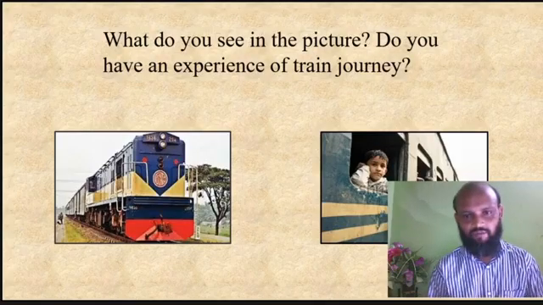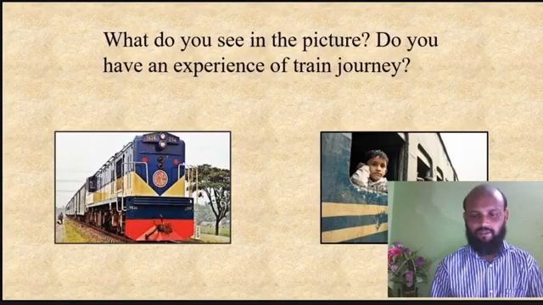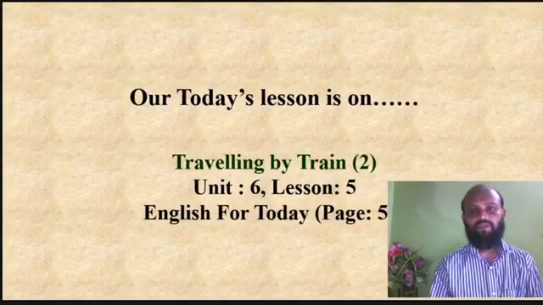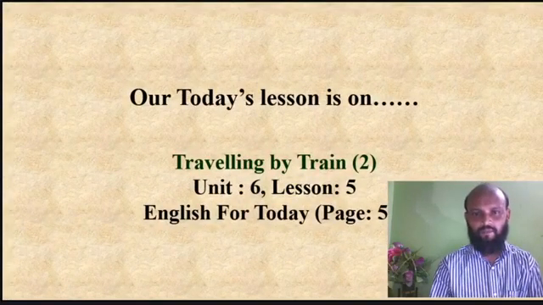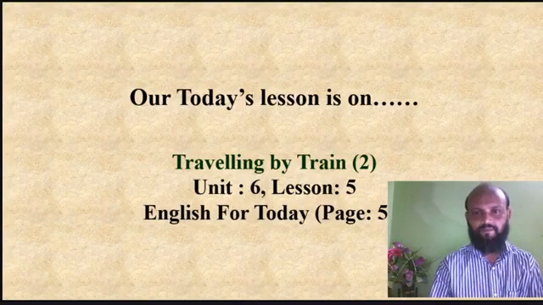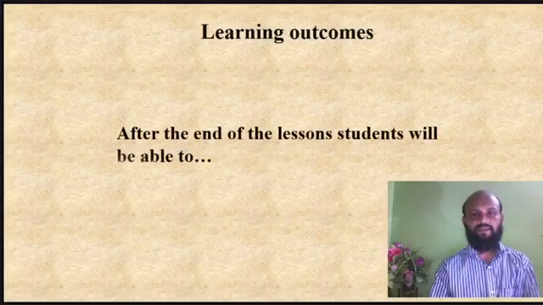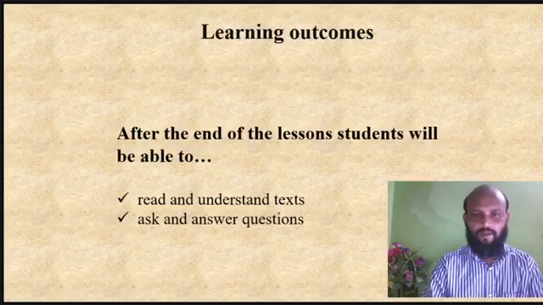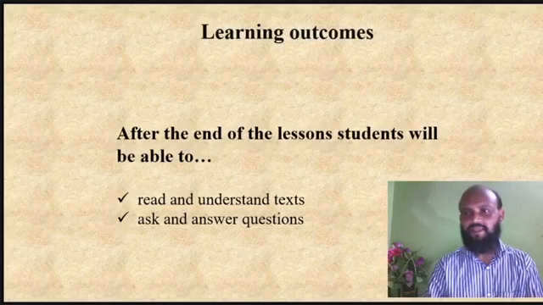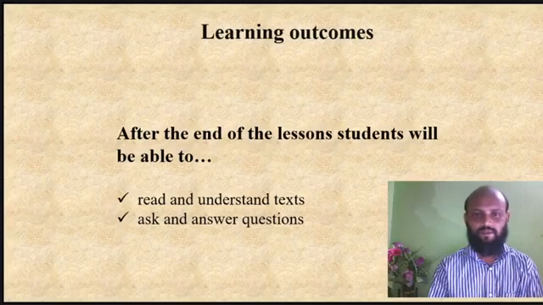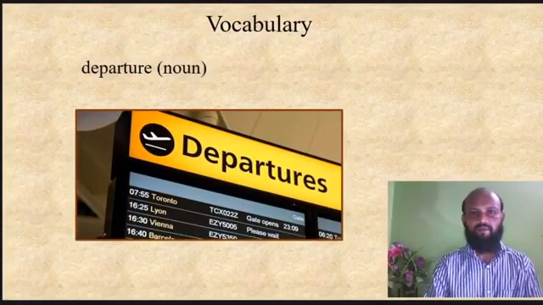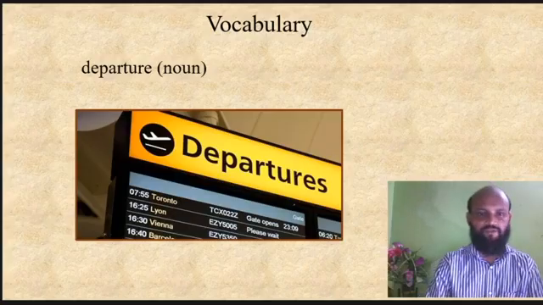This is very enjoyable. Our lesson today is Traveling by Train 2, that means part 2, Unit 6, Lesson 5. After the end of the lesson you will be able to read and understand this text, and ask and answer questions. These are the learning outcomes, and now we will learn some of the key vocabulary from this text.